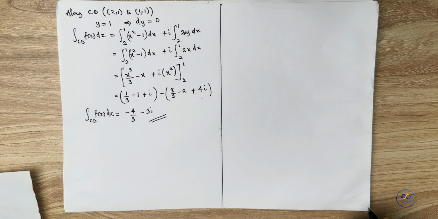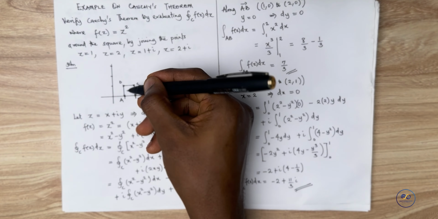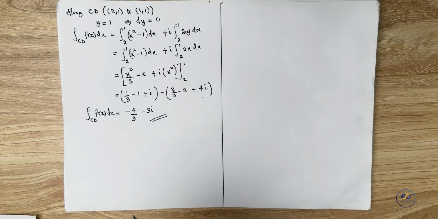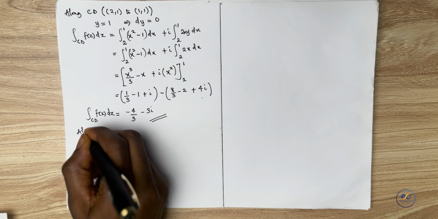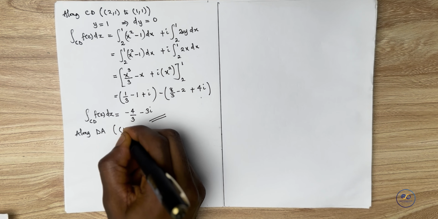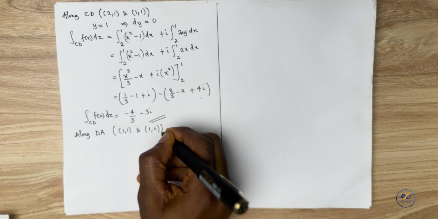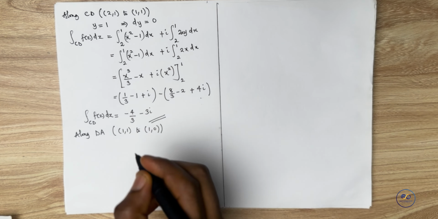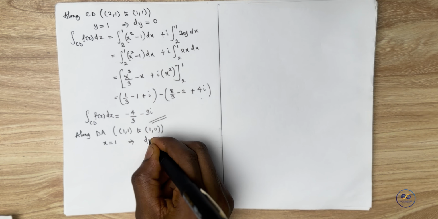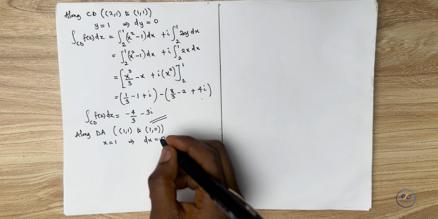And then finally, we complete the motion along DA, which is from (1, 1) back to (1, 0). So along DA, what do we have? We would see that we're going from (1, 1) to (1, 0). As a result of this, we realize that the x value is fixed at 1, which would mean that dx would be equal to 0. Now, if this is the case, what would that mean?